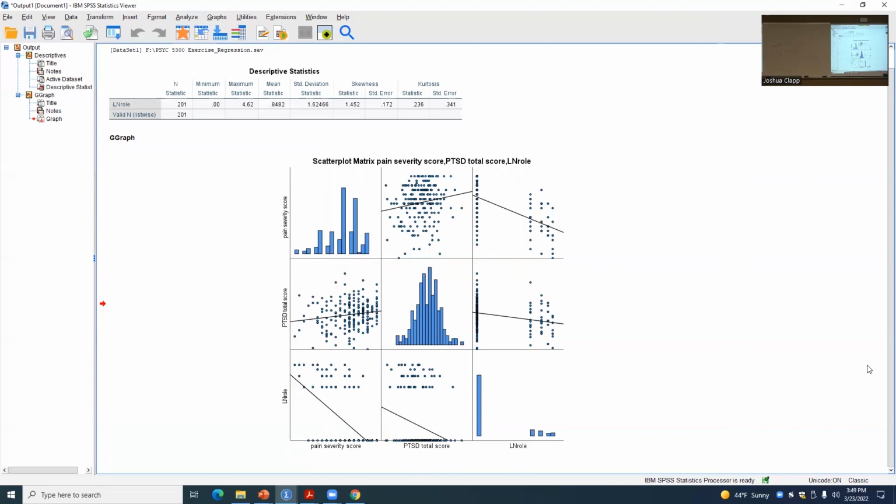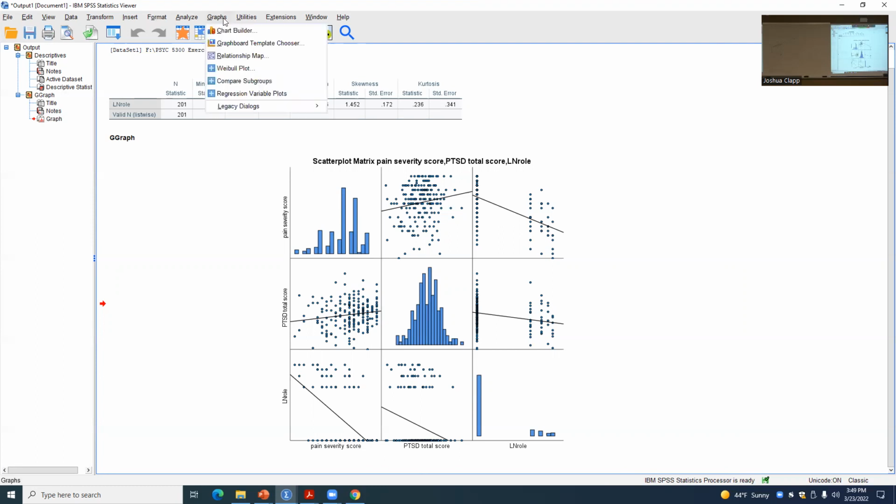It's kind of a nice cloud looking right here. I don't know. My eyes might be drawn to PTSD total and our natural log of role functioning. At low levels we've got a wide spread here, and then it kind of skinnies down there, right? Sometimes it's hard to see within these scatter plots, right?